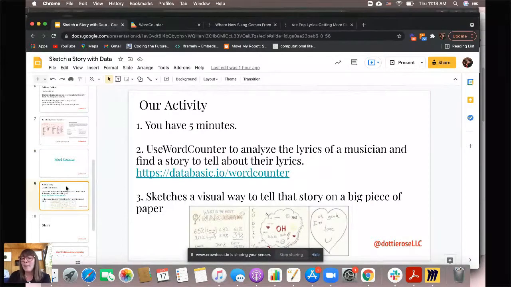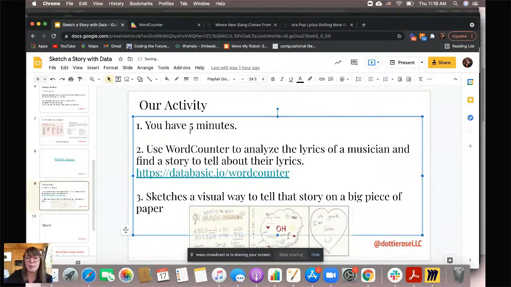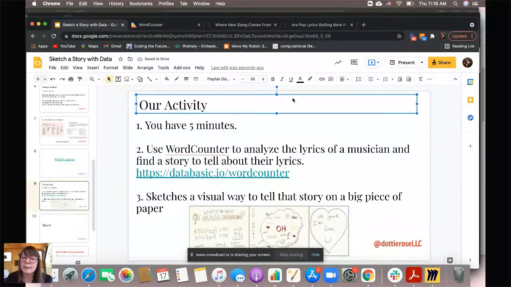We're going to take about maybe 5 to 7 minutes. What we're going to do is take a look at the word counter. Let me put a space here so you read that better. Word counter to analyze lyrics of a musician to tell a story. I was showing some examples around music because it's such a large piece of our culture today. Then, on that piece of paper that I asked you to grab, with a pencil, sketch out a visual representation of what you see on the frequency of words that is shown before you.